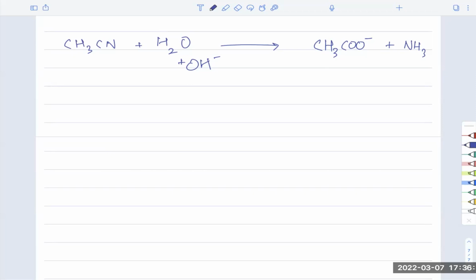But depending on what the solution is, if the solution is acidic, the base will react. And if the solution is alkaline, the acid will react. So react with what? Whatever is available, either H positive is available or OH negative is available.